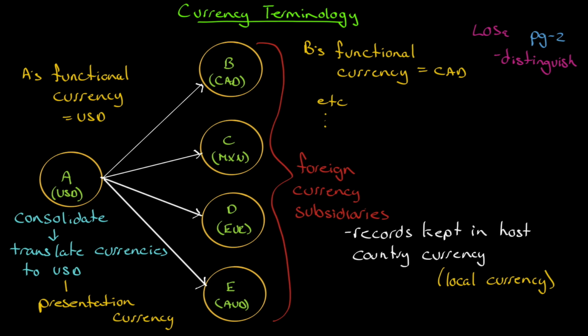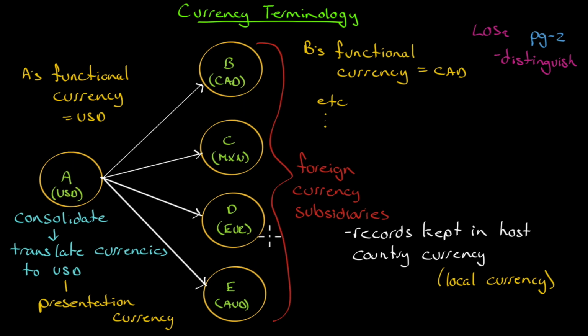The next, the biggest topic in this reading, is the foreign currency subsidiary. So let's see what that looks like. Let's say that we have a parent company A, and its functional currency is the US dollar. Now, I just introduced a term, which I'll introduce again later on with more formality. But for now, think of it this way. A functions in the US dollar. That means it buys and sells and primarily does all its transactions in the US dollar. We call that the functional currency.